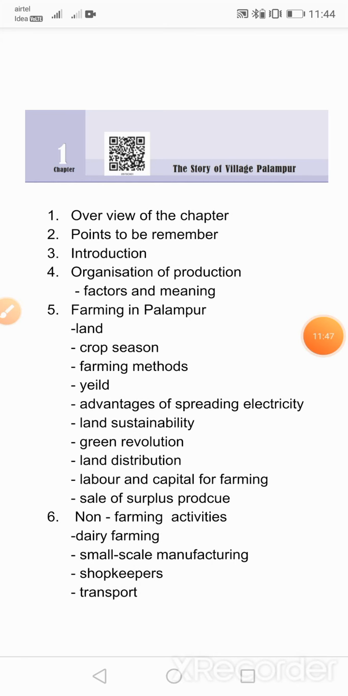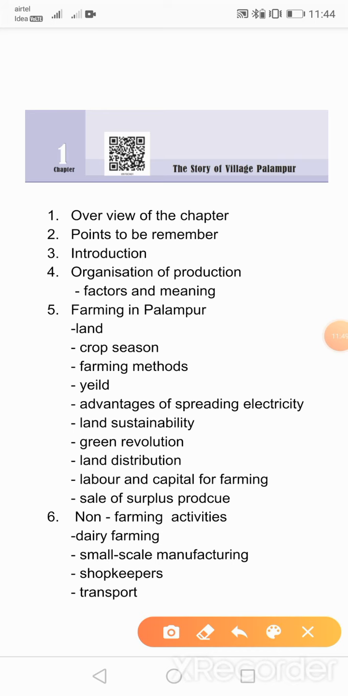So today we have seen the overview of the chapter and the points to be remembered. These two points of this chapter we have seen in this video. In another video we will study the introduction of the chapter, the story of village Palampur and the organization of production.